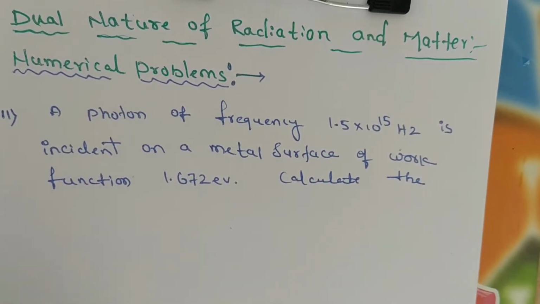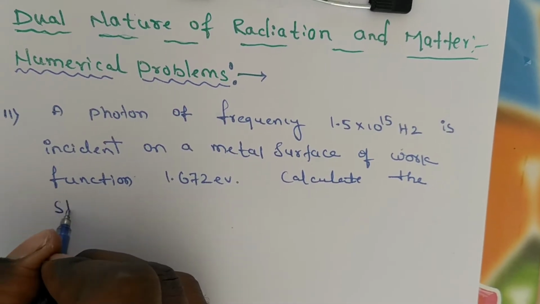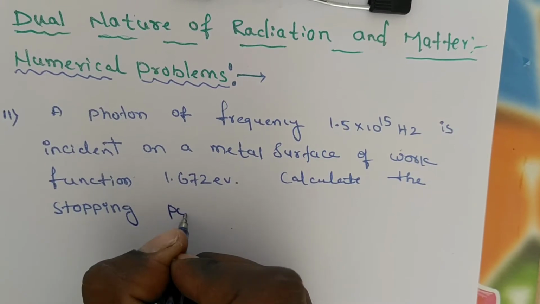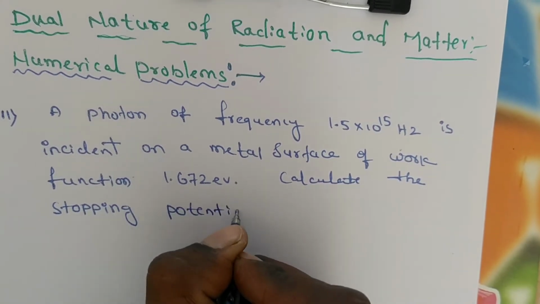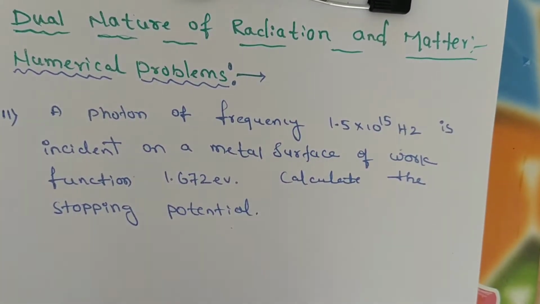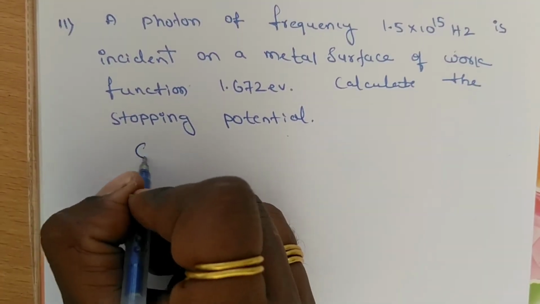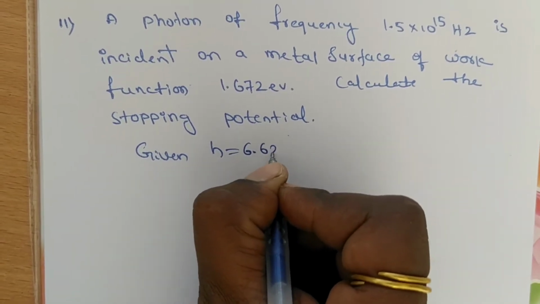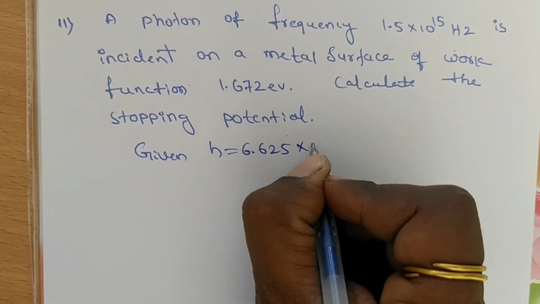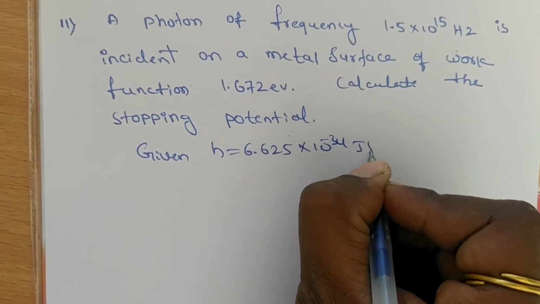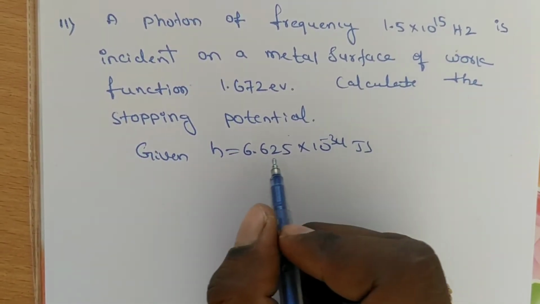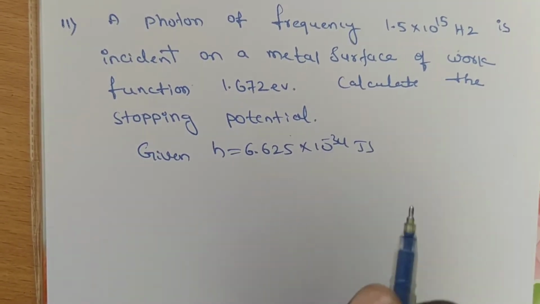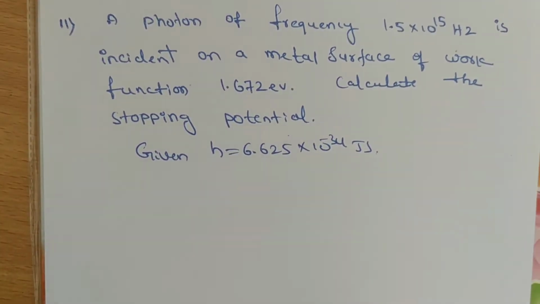Given h is equal to 6.625 into 10 to the power of minus 34 joule second, also taken as 6.63 into 10 to the power of minus 34 joule second. Okay, this one is the given question.